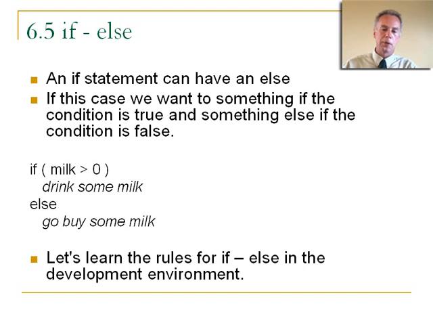In this situation, we want to do something when the condition is true and something else when the condition is false. So one or the other, never both. So for example, this is not C code, just an example of how to express the logic. You might say if milk is greater than 0, then drink some milk, else go buy some milk. So you see that the if and the else are dichotomous. Either you do one part or the other, never both.